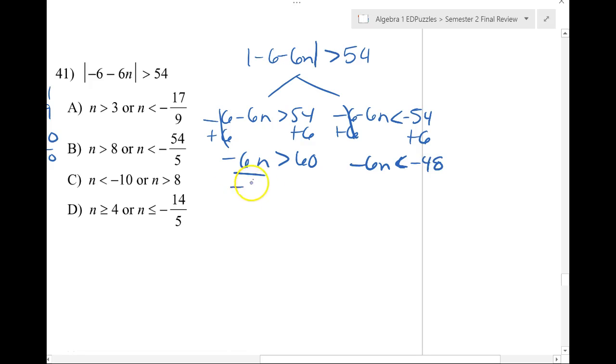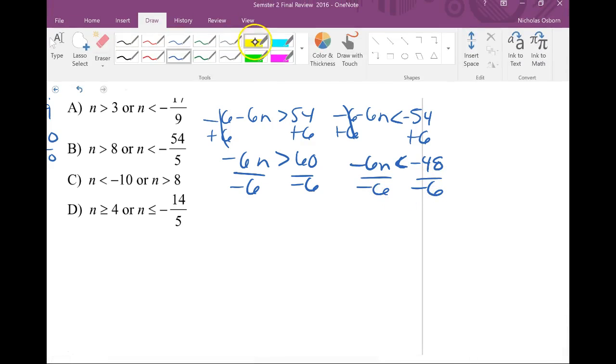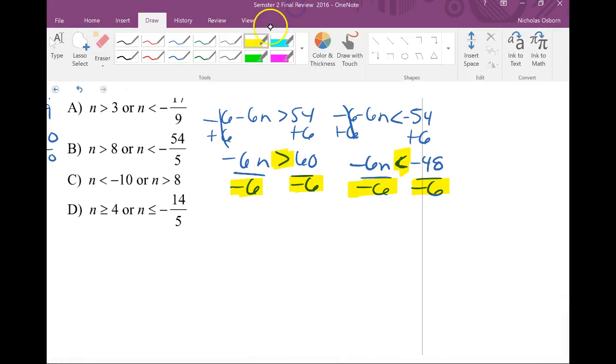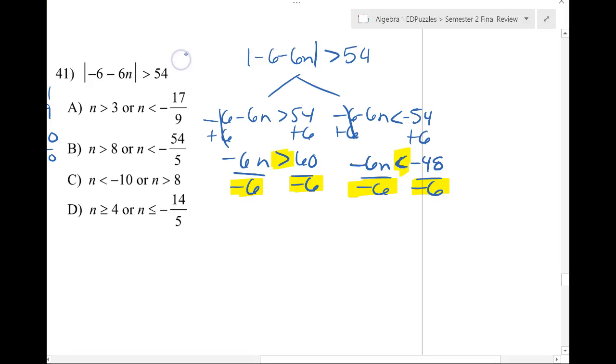And the last step here is to divide both sides by negative 6. Now here is a very important key step. If you ever divide by a negative number, that causes the inequality sign to flip. So remember, anytime you divide by a negative, you will have to flip this sign. So now, again, these cancel out, but it's no longer greater than for this inequality, it's less than.